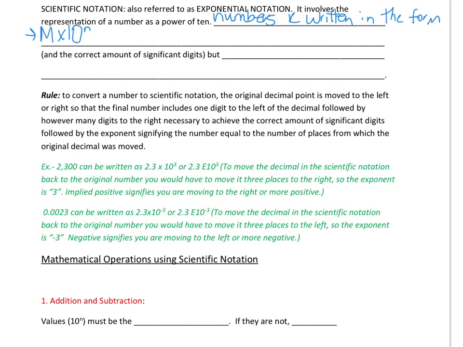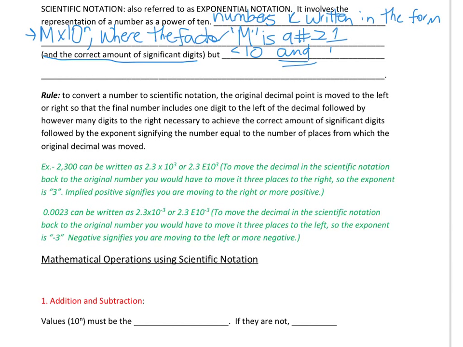So M times 10 to the n, where the factor M is a number greater than or equal to 1, and the correct amount of significant digits, according to what the measurements were, but less than 10, and n is a whole number.